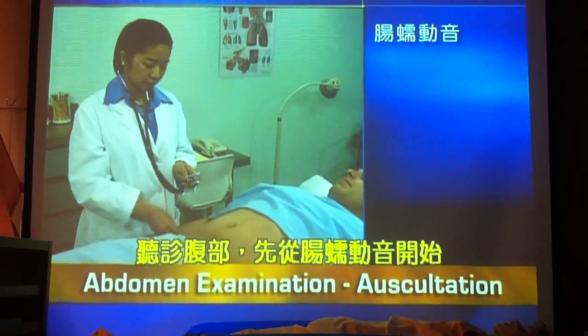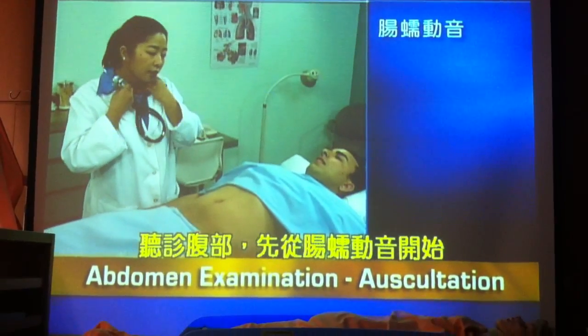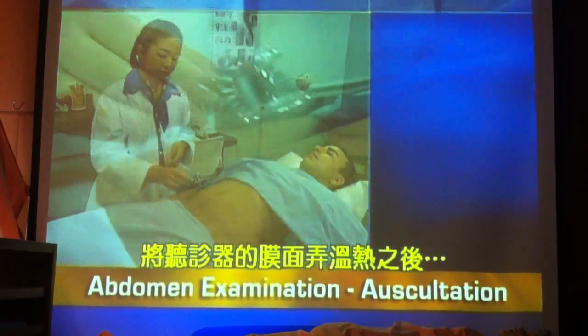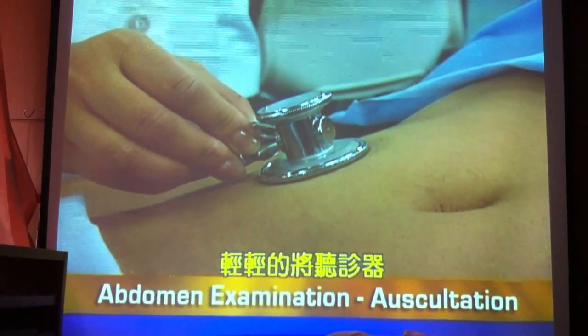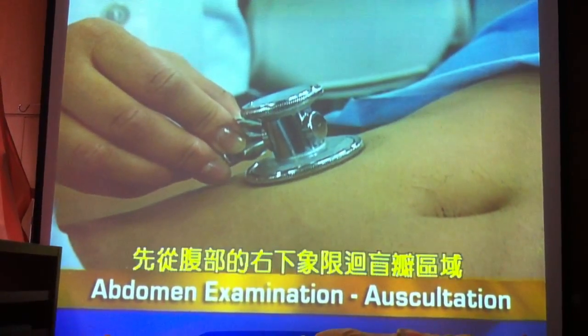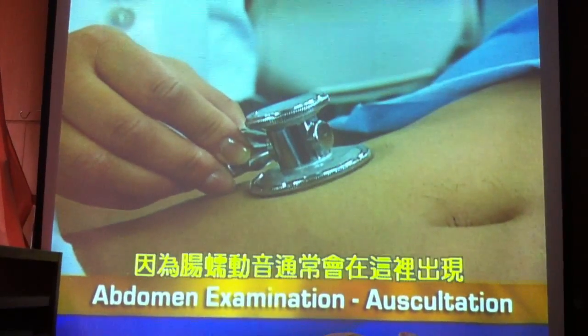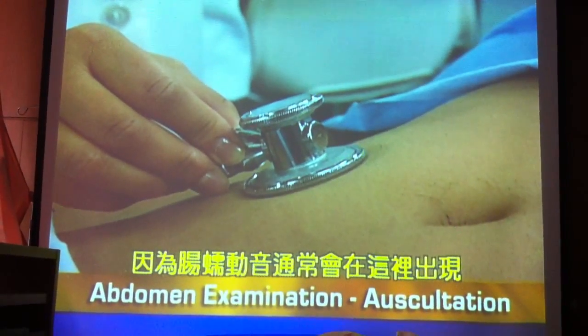To auscultate the abdomen, begin with bowel sounds. After warming the diaphragm of the stethoscope, hold it lightly against the skin. Start in the right lower quadrant over the ileocecal valve, because bowel sounds should always be present here.